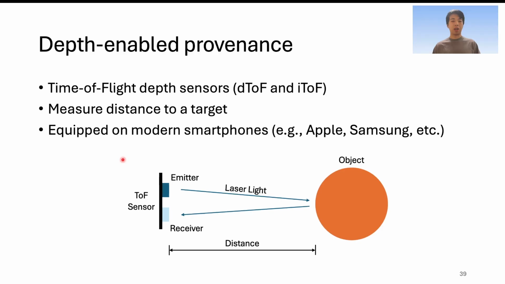That's why we would like to advocate for something called depth-enabled provenance, where we essentially want to make use of time-of-flight depth sensors, including both direct time-of-flight and indirect time-of-flight. What they do is measure the absolute distance to a target from the camera, and they are equipped on modern smartphones.